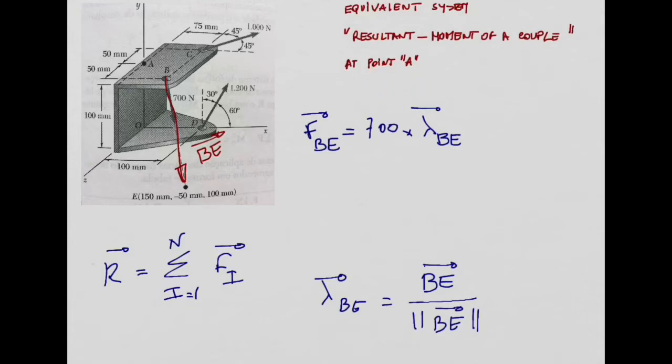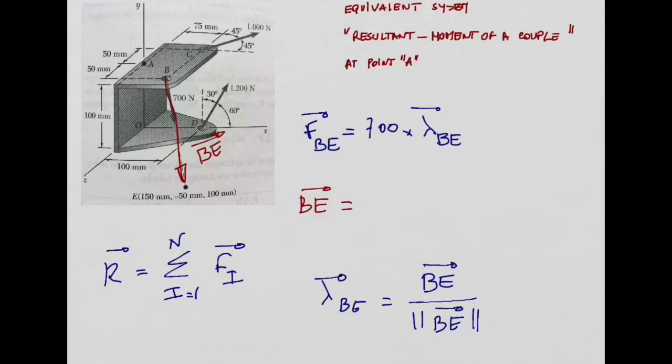And then I can say, let's work the vector BE. How can I define this vector BE that I have there in red? Look at the screen there. Vector BE is the position vector connecting point B to point E. How can I obtain the X, Y, and Z components of this vector?